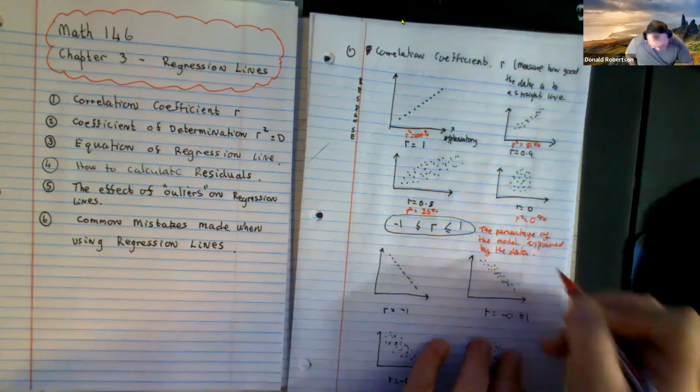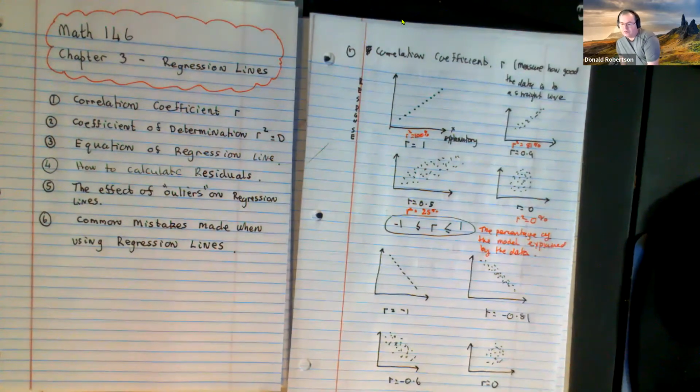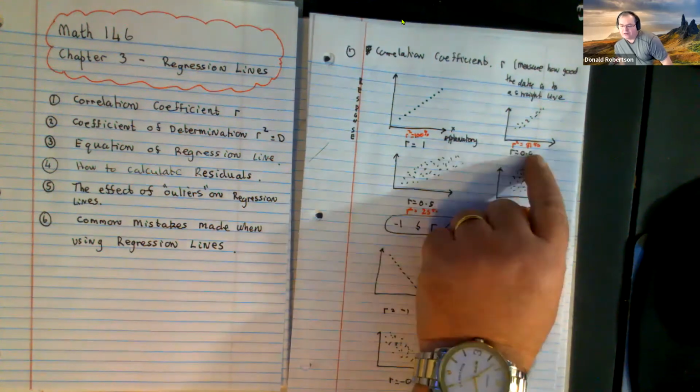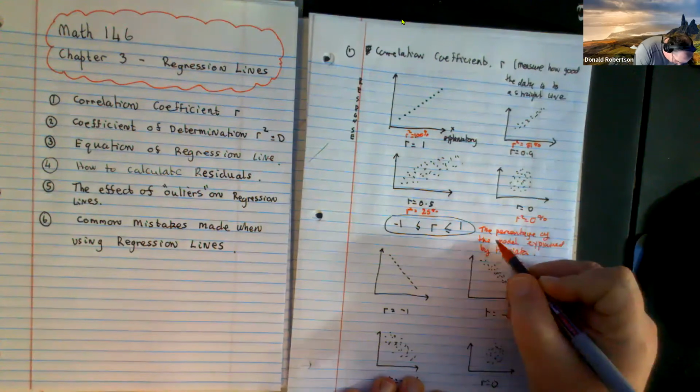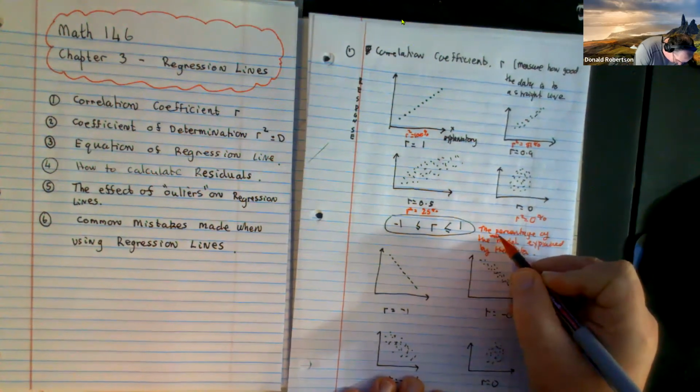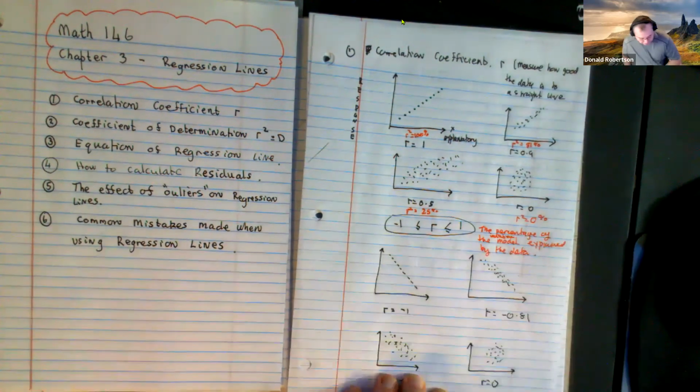It's not a very good sentence, but you'll see it written in textbooks, if you look up the dictionary version of what that is. It's a percentage of the model explained by the data. I think of it like this: if R squared is 81%, and I forgot my word, it's the percentage of the variation in the model that is explained by the data.